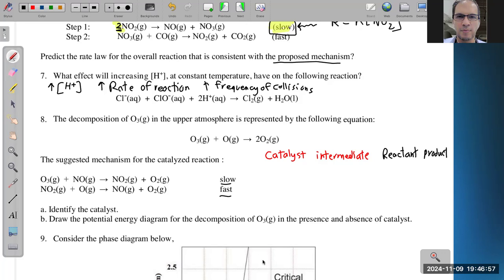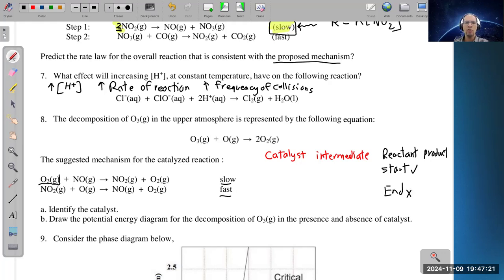What is the difference between these four things? A reactant is a substance that appears at the beginning of the reaction and does not appear at the end. For example, I have oxygen in the form of ozone. I can see this at the beginning of the reaction, but I don't see it at the end. I cannot see any O3. So if you can see it at the beginning as a reactant and you don't see it in the products, then it is a reactant.